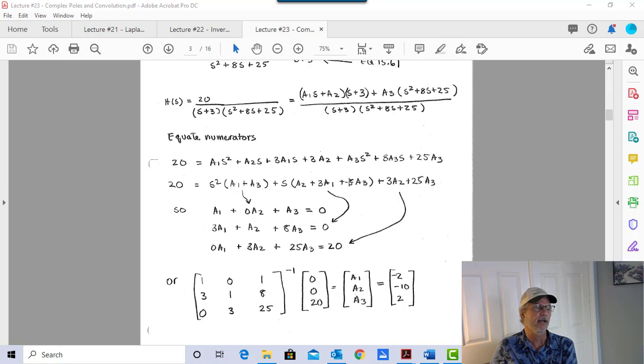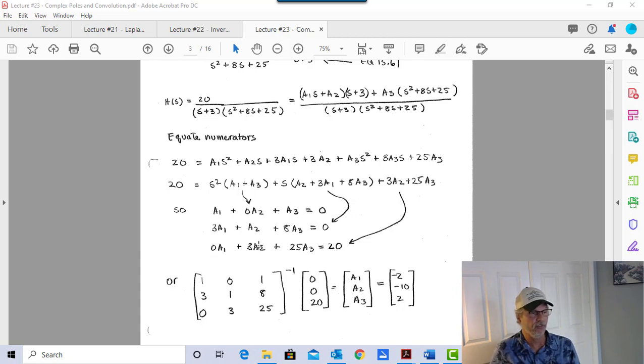Now let's go to my s terms. And I have 3a1 plus a2 plus a3. Why did I change the order? Because I'm going to drop them into a matrix. And that equals 0 also. Now let's go to my s to the 0 terms.